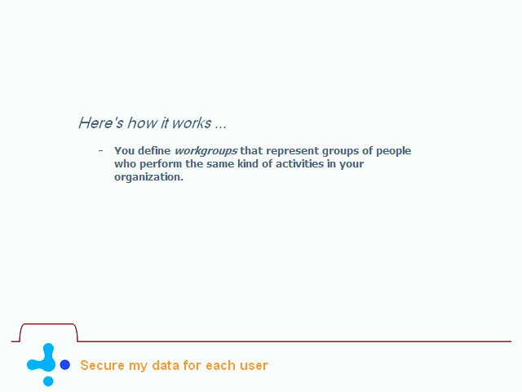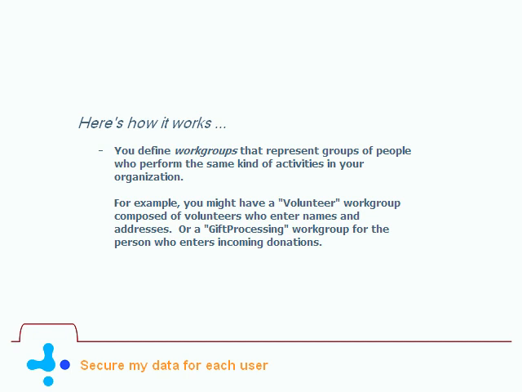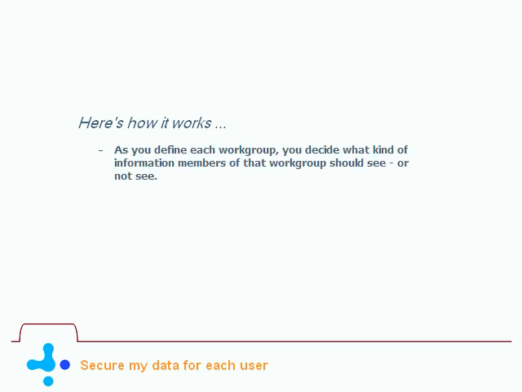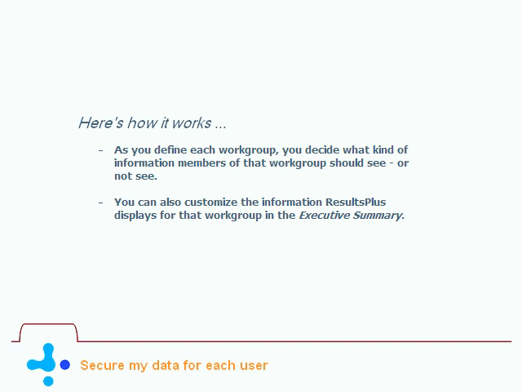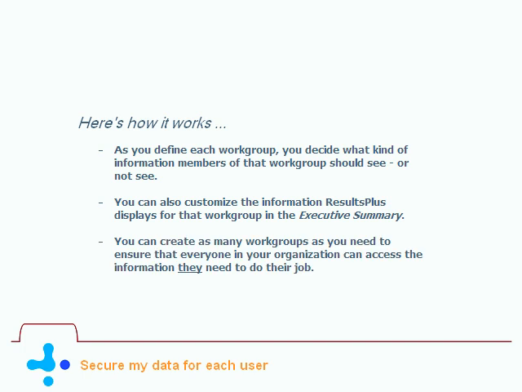You define work groups that represent groups of people who perform the same kind of activities in your organization. For example, you might have a volunteer work group composed of volunteers who enter names and addresses, or a gift processing work group for the person who enters incoming donations. As you define each work group, you decide what kind of information members of that work group should see or not see. You can also customize the information ResultsPlus displays for that work group in the executive summary. You can create as many work groups as you need to ensure that everyone in your organization can access the information they need to do their job.